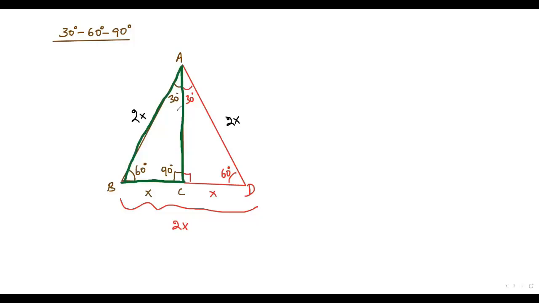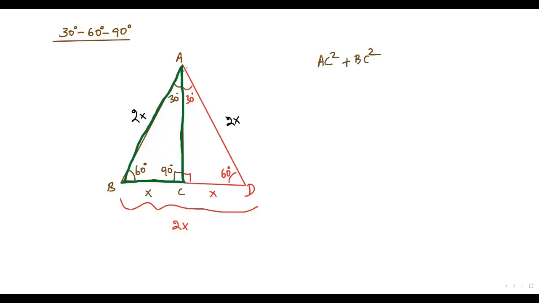Again we have to use the Pythagorean theorem. The Pythagorean theorem means that the sum of the squares of the two legs of a right triangle is always equal to the square of the hypotenuse. So let me write it over here. AC squared plus BC squared.